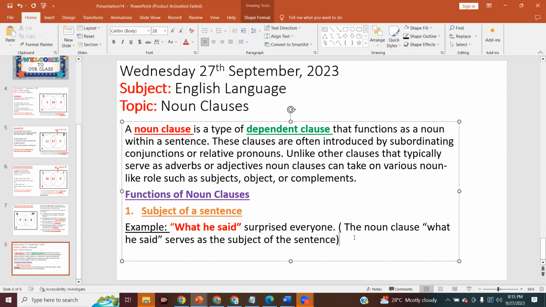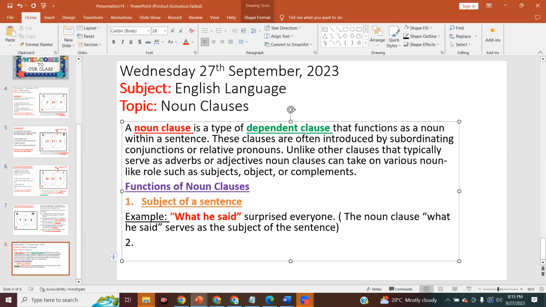Before I move on to the second function, can someone tell me the first function of a noun clause? Serves as the subject. Serves as a predicate. Oh Lord have mercy. I never said predicate. Sorry, I mean subject. All right, next one.